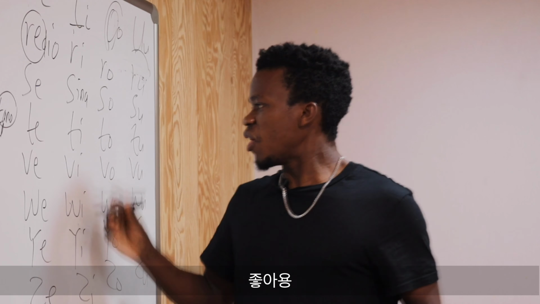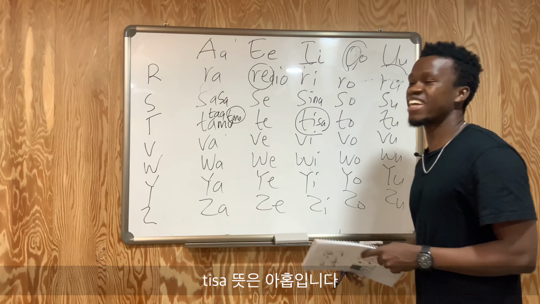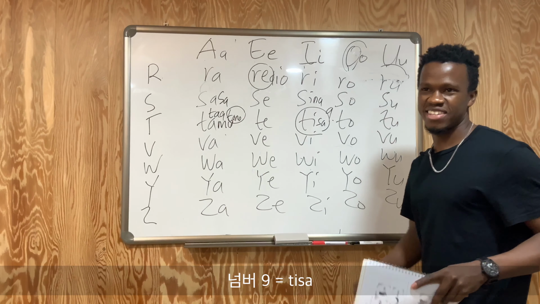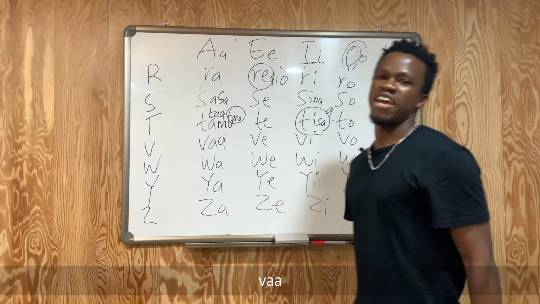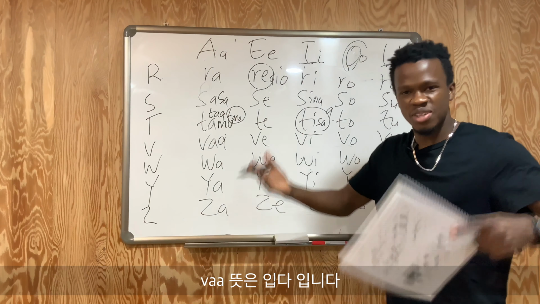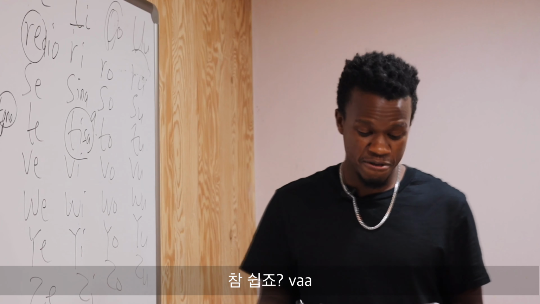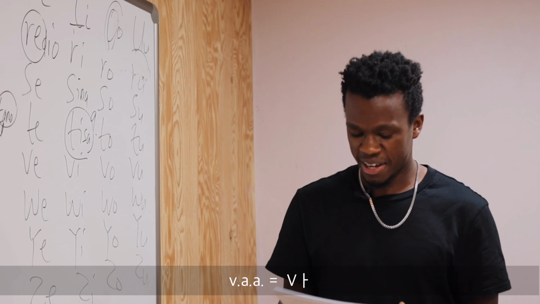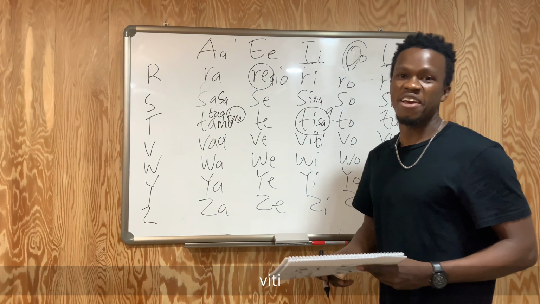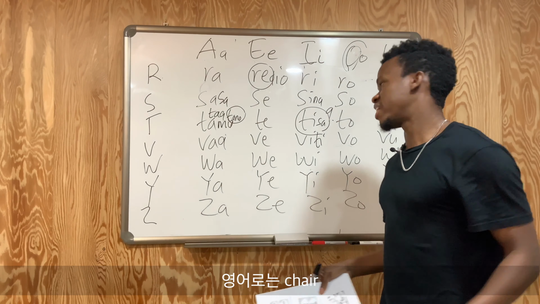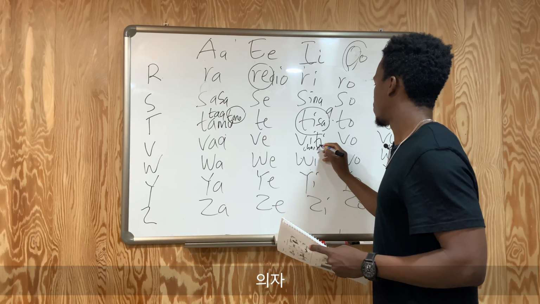All right. Over here we have Tisa. Tisa means 9. Number 9. And things like that. All right, let's go to V. V-A-A. Va. Va means wear. If I want to wear clothes, it's va. It's easy, right? Oh, another word we have here: V-I-T-I. Viti. Viti is chair. Chair in English.